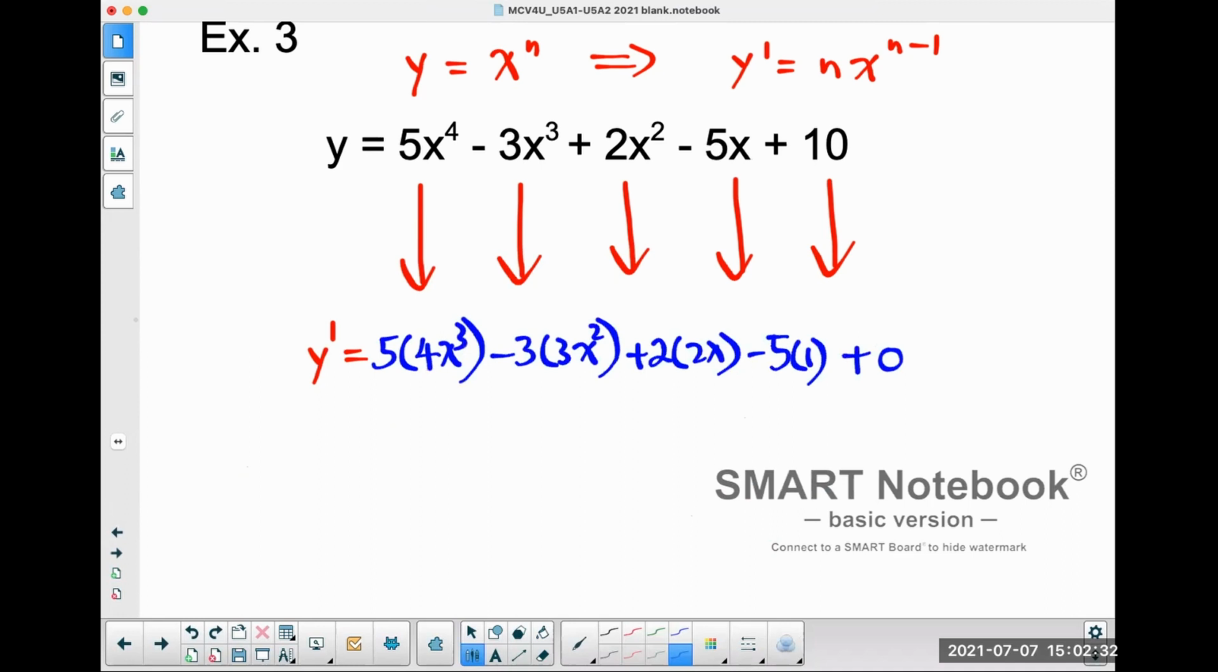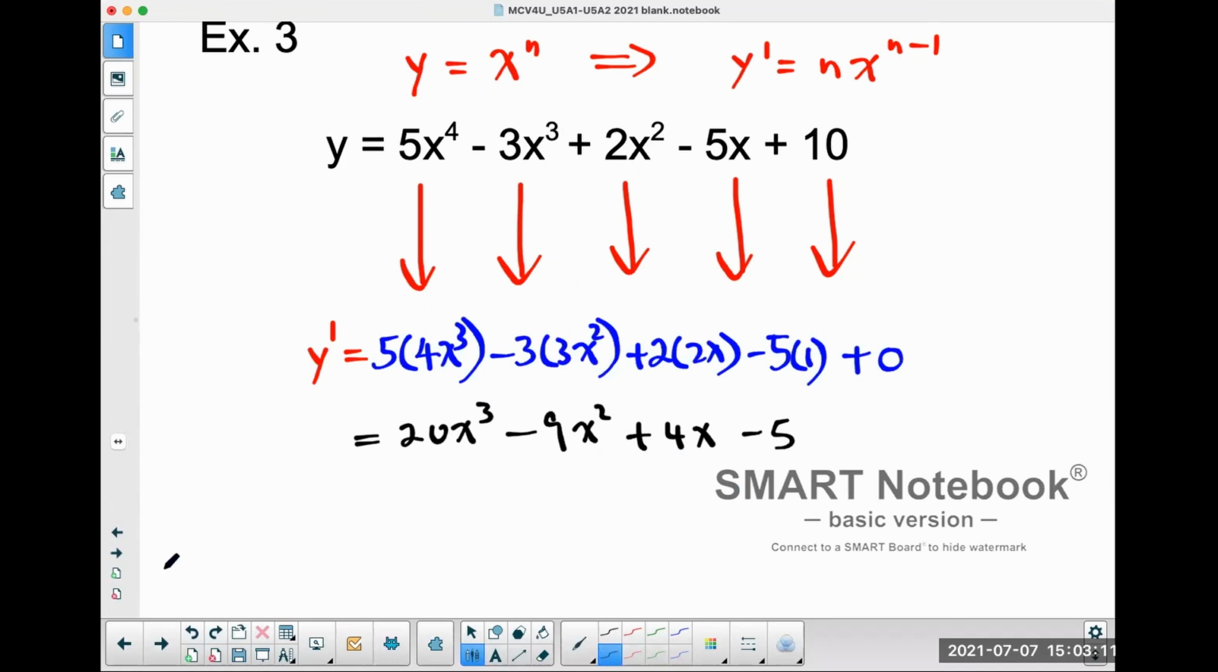So now, expand and simplify. This is 20x cubed, -9x squared, 4x, and -5. Okay. If you have to do this with the long first principles way, it's going to take you a good 15 minutes because expanding all those terms is going to take a while. But now with the understanding of power rule, you should be able to do this in less than 10 seconds, right? So this is referred to as the power rule.